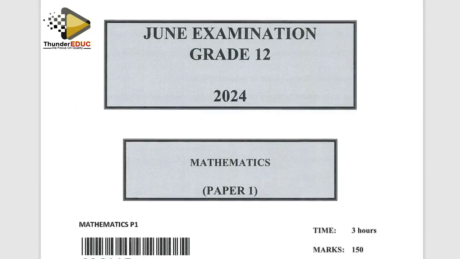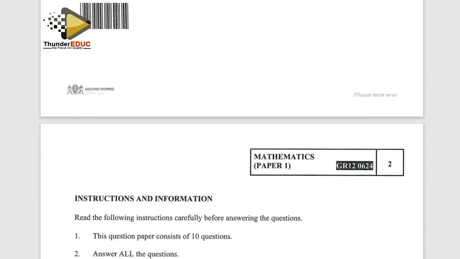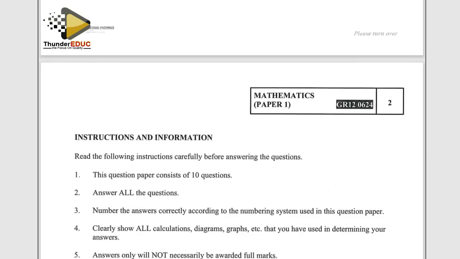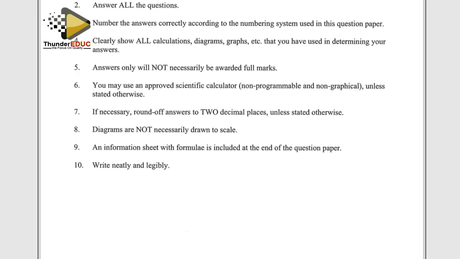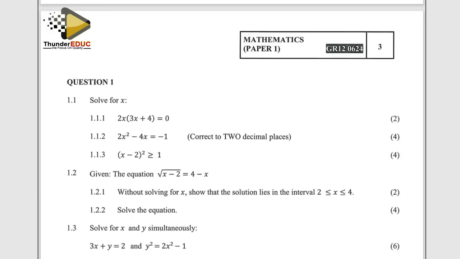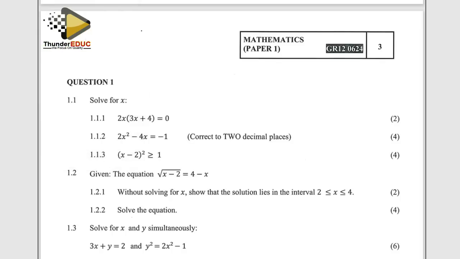Okay, so the paper was a 3-hour paper out of 150 marks. Let's see what we can do and how we have done. So 10 questions, all questions were compulsory and all of that. So question number 1, just as usual, they want us to solve for x. So in this case, we have options, but 1.1.1 is straightforward.